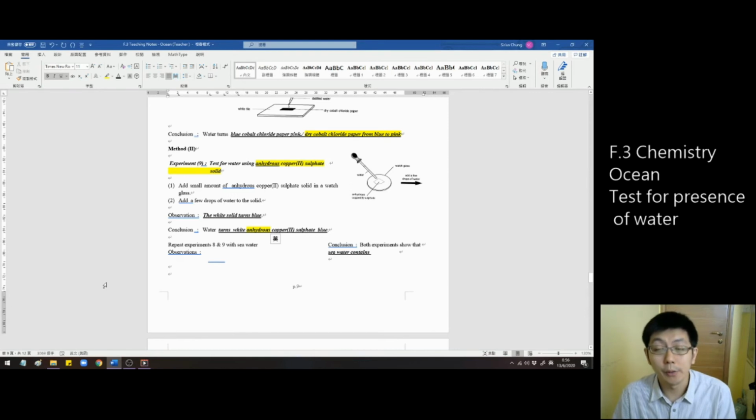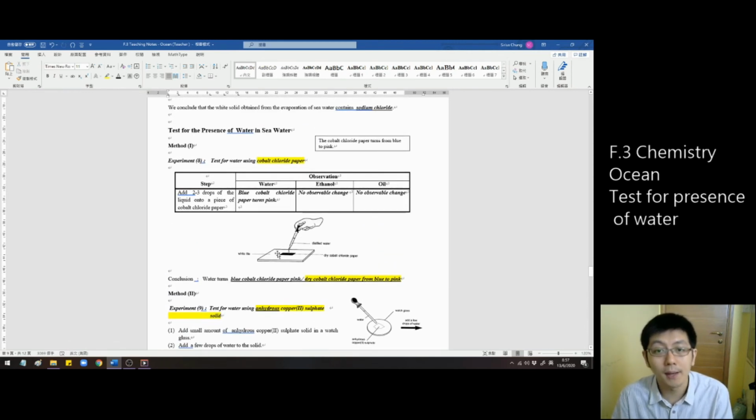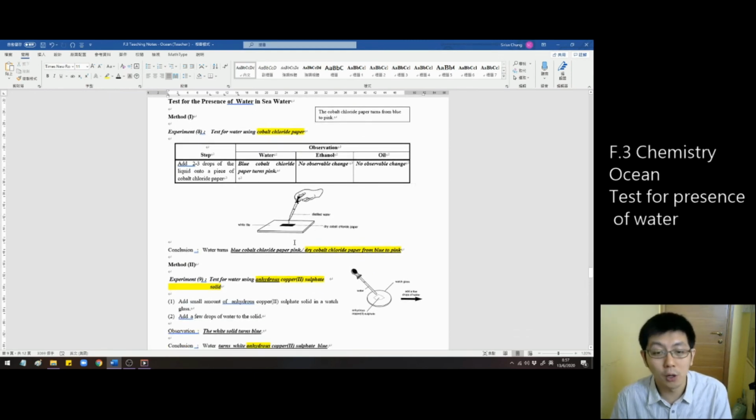Lastly, how can we test for the presence of water in seawater? If we repeat the experiment with seawater, what will be the observation? The blue cobalt chloride paper turns pink, or it turns white anhydrous copper sulfate solid to blue. So I'm not conducting this experiment here. Our conclusion will be seawater contains water if we have these observable changes when we test the presence of water by cobalt chloride paper and anhydrous copper sulfate solid.